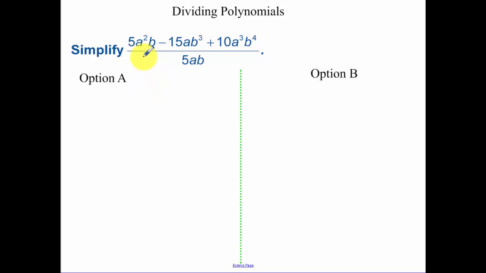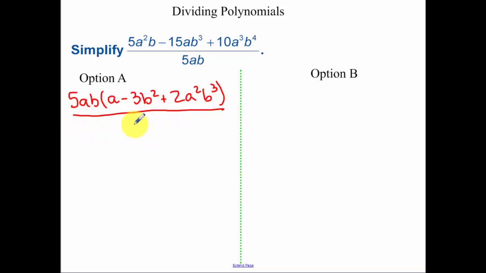Option A, you can factor out the common factors from the top. So we have a 5 in each term. You go with the lowest exponent on A, so I have an A and we have a B. So I'm left with a minus 3b squared plus 2a squared b to the third, all over 5ab.